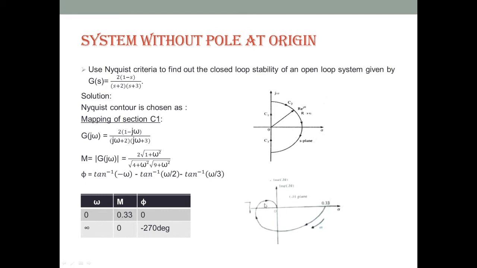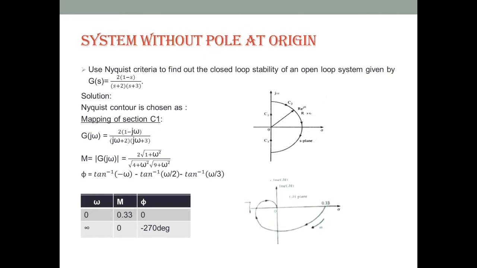So next we will join these 2 points, and this is the mapping of section 1, which starts from the 0 degree line where the magnitude is 0.33, and then it terminates at the minus 270 degree line where the magnitude is 0. So this one is the mapping of section 1. So it starts at 0 degree with magnitude 0.33 and reaches the origin along minus 270 degree when omega is infinite.